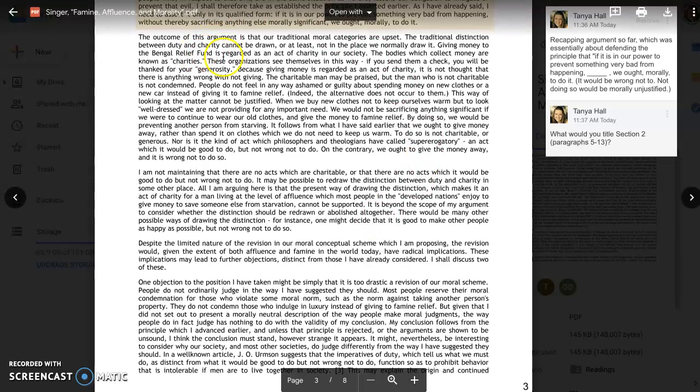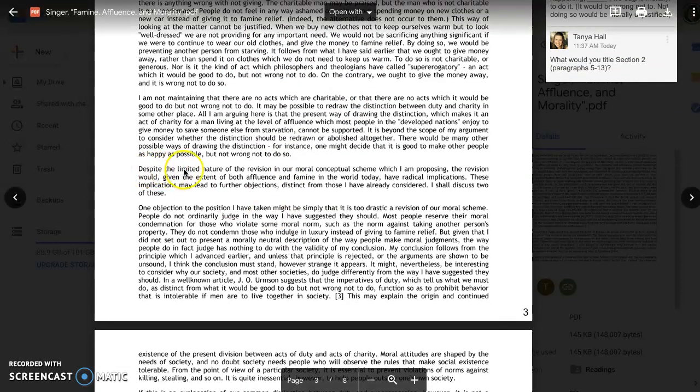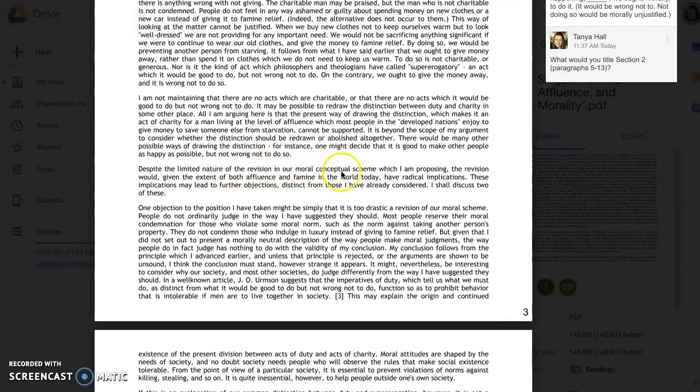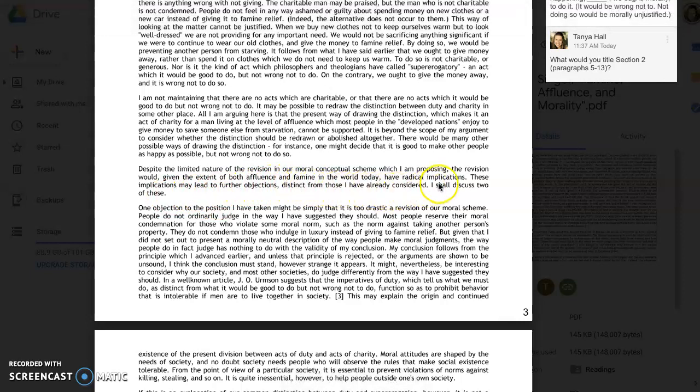So something about duty and charity. Okay, I'm not maintaining there are no acts which are charitable. Okay, so he's clarifying what he's saying about this distinction. Despite the limited nature of the revision in our moral conceptual scheme, it would have radical implications. These implications may lead to further objections distinct from those I've already considered. I'm going to discuss 2. So this is a little transition paragraph or roadmap paragraph that sort of previews or introduces the next few sections.